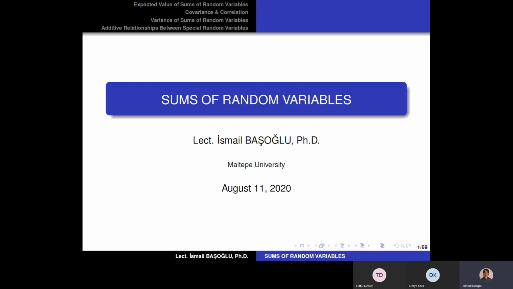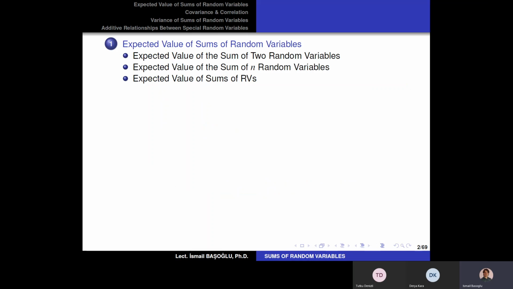So summation is an important operation even for random variables, and sums of random variables have an essence. Therefore, we need to understand how we are going to model the sums of random variables, because sums of random variables are also random variables. If you have, for example, two random variables, most probably their sum is also going to be a random variable as well. And therefore, first we are going to study the expected value of the sums of random variables.